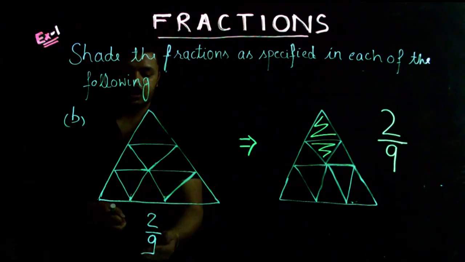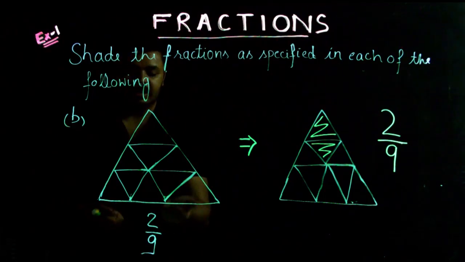First we need to look for the total number of equal parts, and out of that, the number of parts to be shaded is written above.